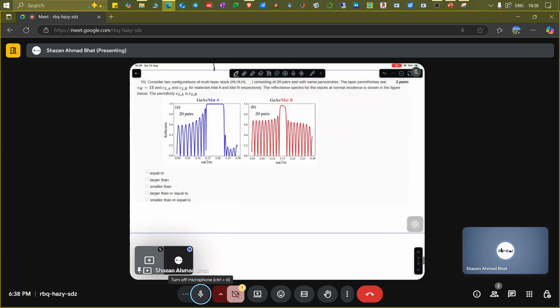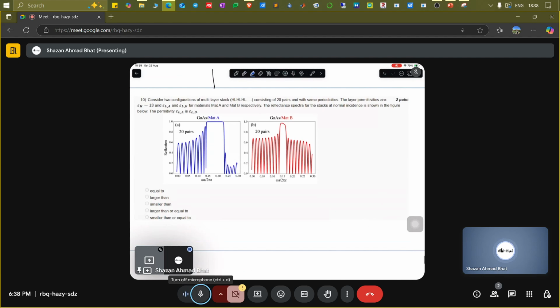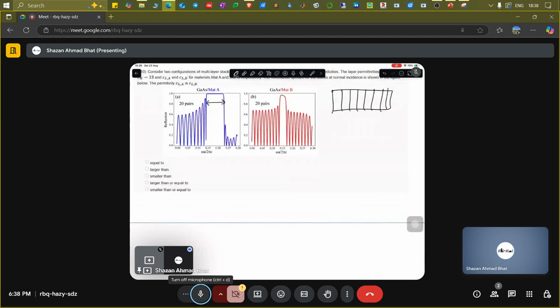Okay, what else? Are we done? Okay, we are into the final question, where we have the concept of the configuration of a multi-stack. Multi-stack layers means you have a stacking of different layers consisting of 20 pairs with the same periodicity. The layer permittivities are given as epsilon H and epsilon L for materials A and B. So you have gallium arsenide and material A, and gallium arsenide and material B. So the reflectance spectra is shown. For this, you are given that the reflectance bandwidth is larger.